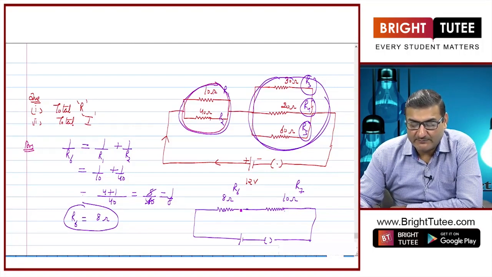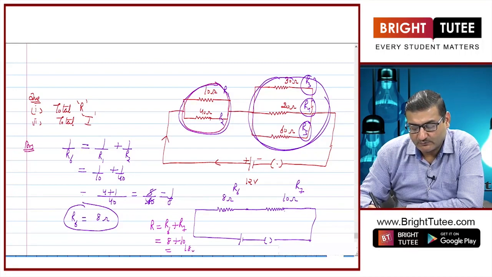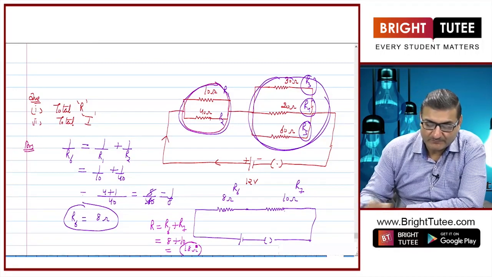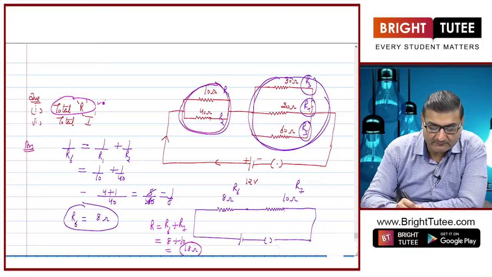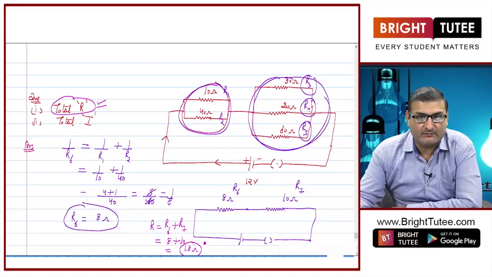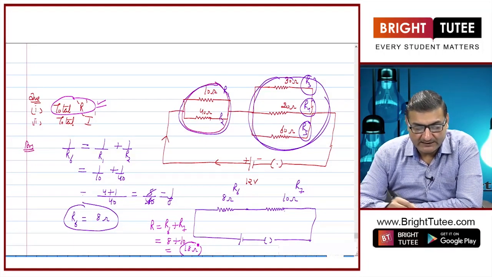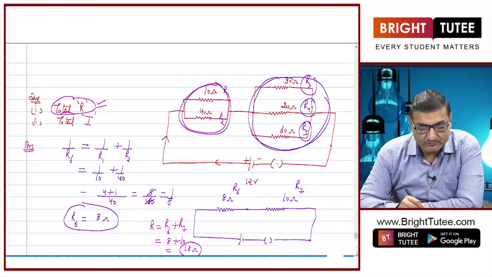So, if I will be calculating the total resistance, now the total resistance will become R6 plus R7, which will be 8 plus 10 is equal to 18 ohms. So, this was the first part of the question, calculation of total R, that is 18 ohms. Got it? After 18 ohms, after calculating total R, what I am supposed to calculate?